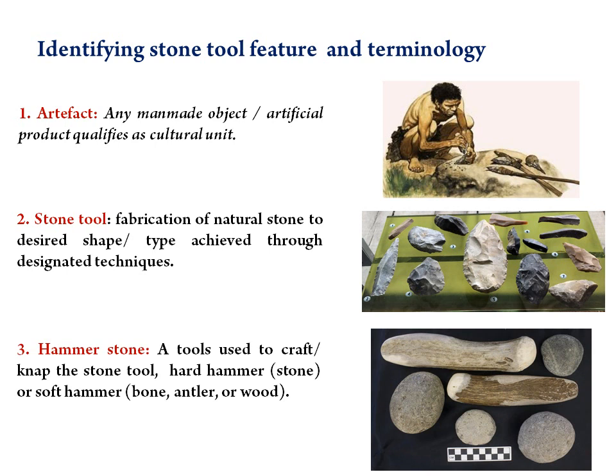Now, hammerstones, as I told you earlier, are of two types: hard hammer and soft hammer. For example, hard hammers could be pebbles like this, or stones. Soft hammers could be made of antler, wood or bone like this. This is a very important tool for breaking stones, for the making of stone tools.